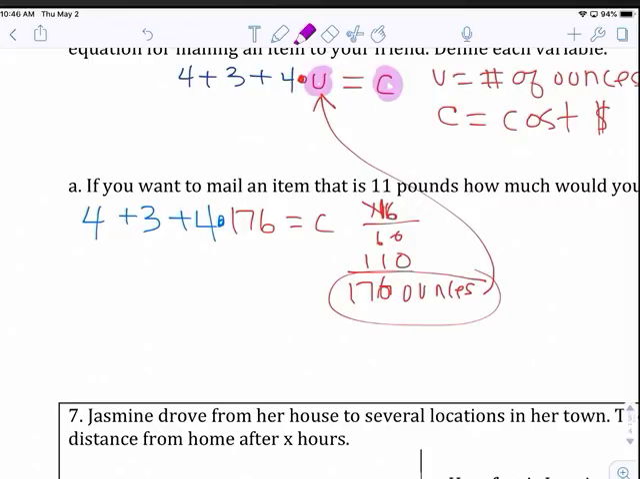Why are you multiplying 6? It's 11 times 16. There are 16 ounces in a pound. 11 times 16, not 66 times 110. You multiply these two first, then add the other. What is it? 704. $704 is the cost for an 11 pound item.